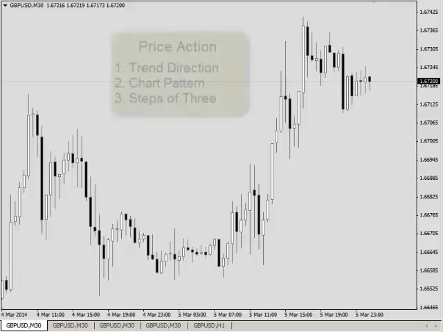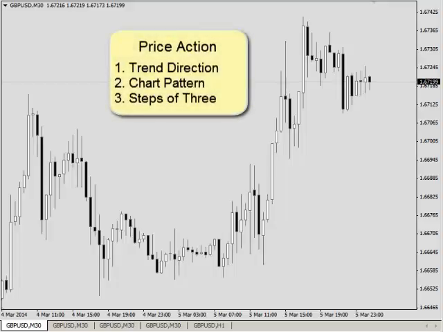So again, three things to look for when it comes to price action. Look at trend line breaks or bounces, look at chart patterns, and look for the market to move in steps of three. After steps of three, look for the market to consolidate or retrace, and then break that retracement or break that consolidation either way. Then you look for another 1, 2, 3 step in the marketplace.